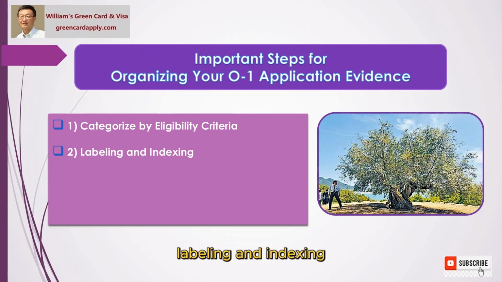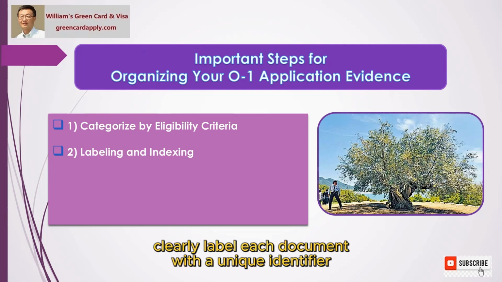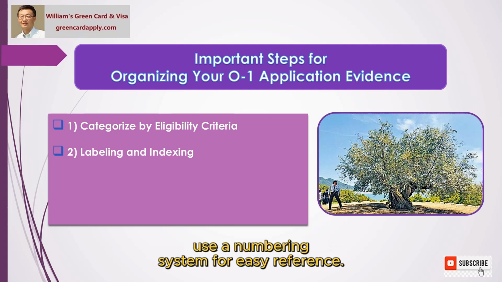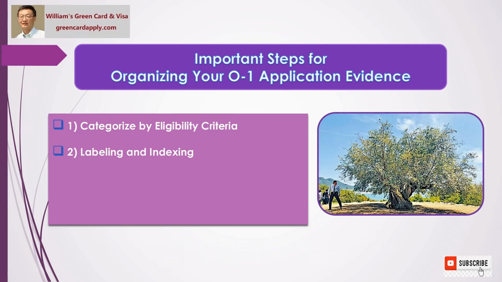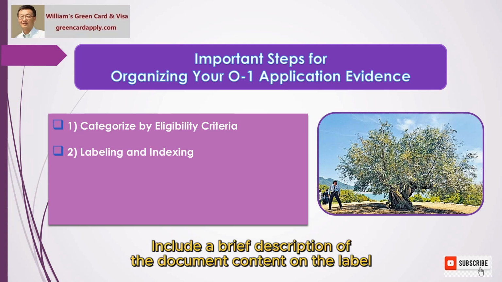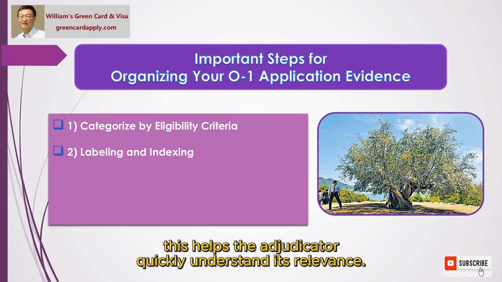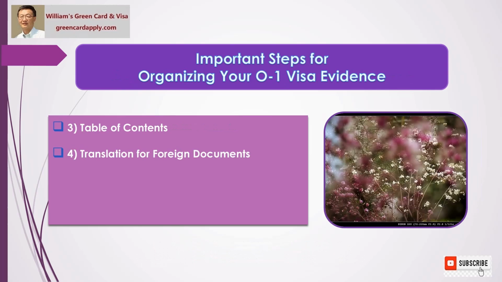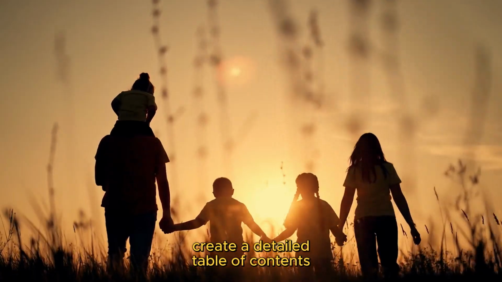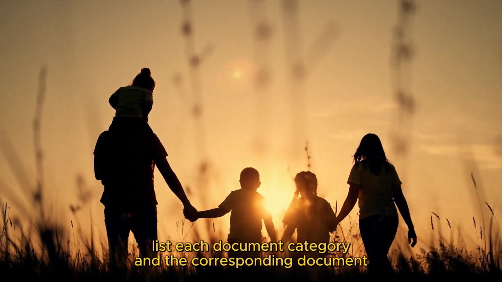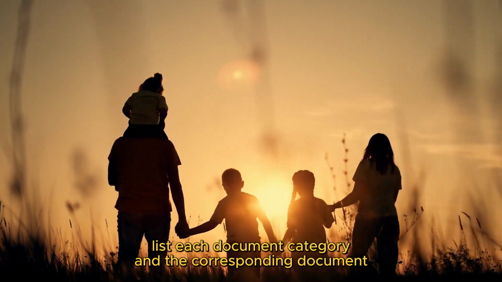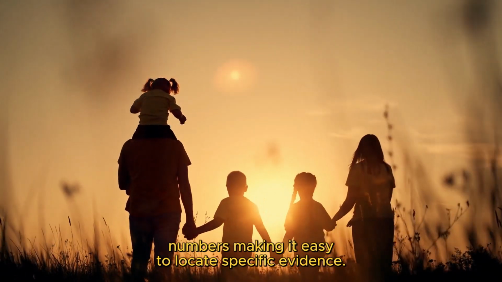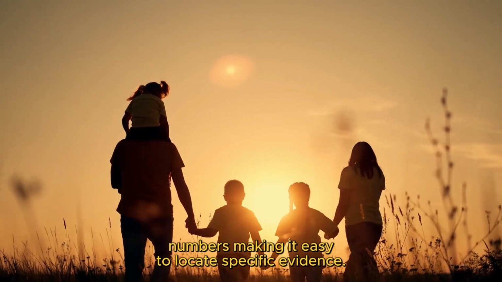2. Labeling and indexing. Clearly label each document with a unique identifier. Use a numbering system for easy reference. Include a brief description of the document content on the label. This helps the adjudicator quickly understand its relevance. 3. Table of contents. Create a detailed table of contents. List each document category and the corresponding document numbers, making it easy to locate specific evidence.